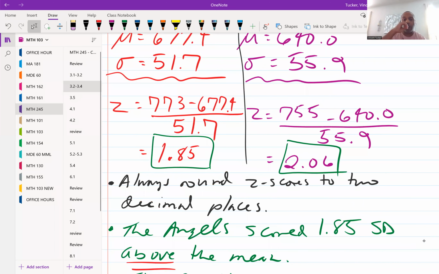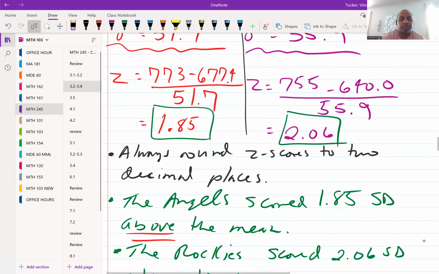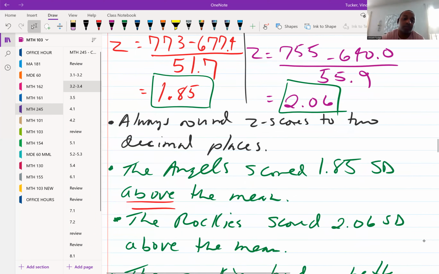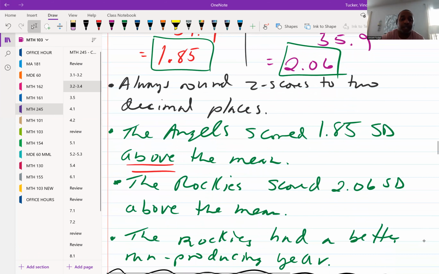So that 1.85. It does matter whether your z-score is positive or negative, when we talk about being above the mean versus below the mean. If it's positive, it's above the mean. If it's negative, it's below the mean. So the Angels scored 1.85 standard deviations above the mean. The Rockies scored 2.06 standard deviations above the mean. That means the Rockies had a better run producing season.